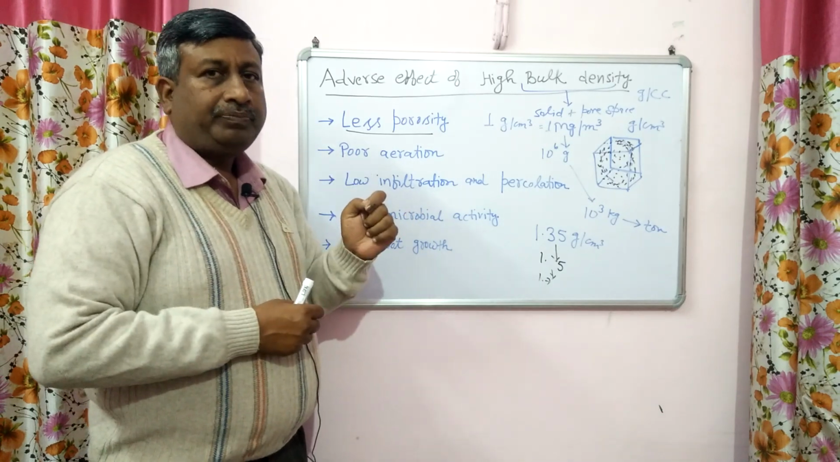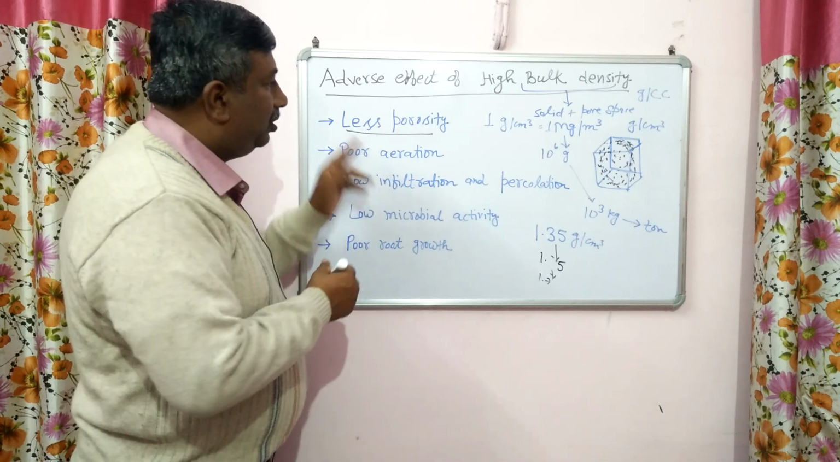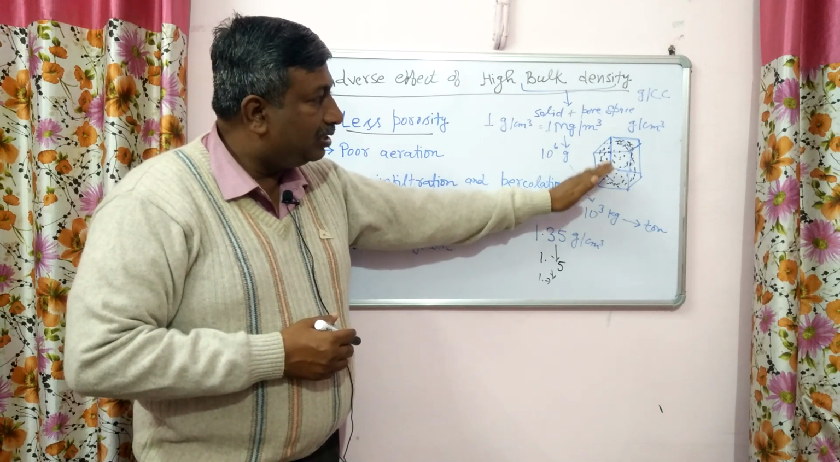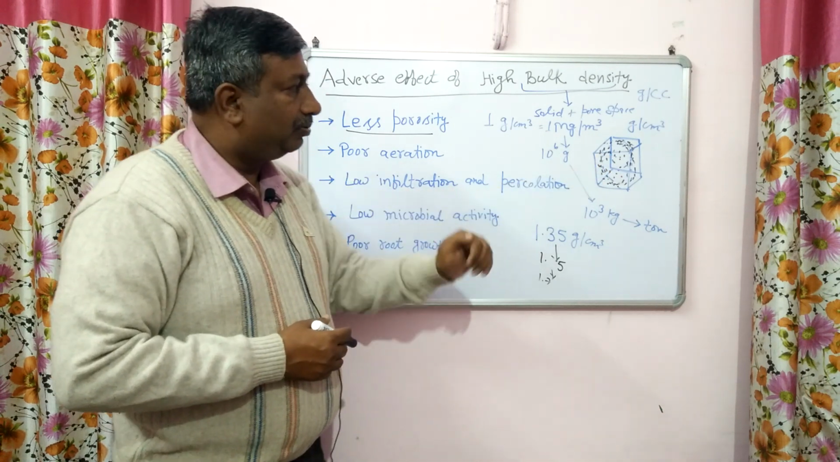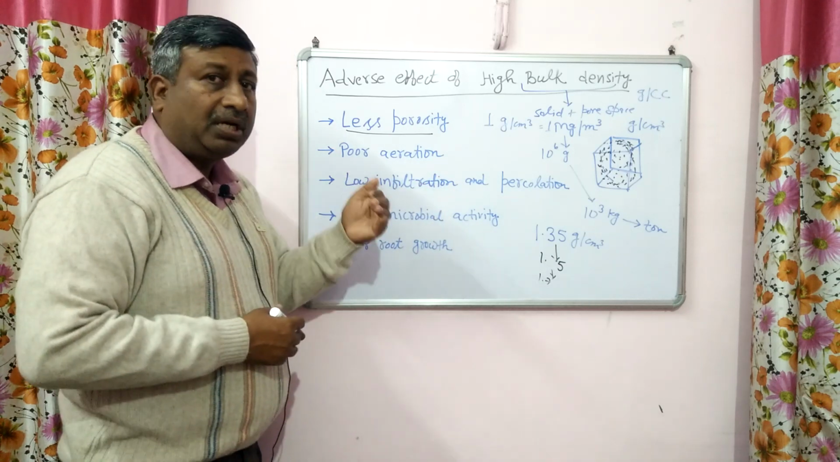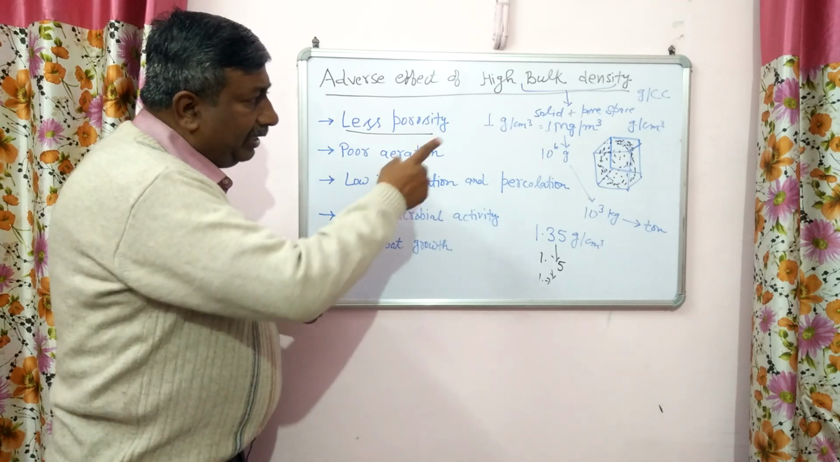So the first adverse effect is that porosity is reduced, less porosity. Less porosity causes the other implications. When porosity decreases, its other negative effects start. The first effect is that aeration is reduced.